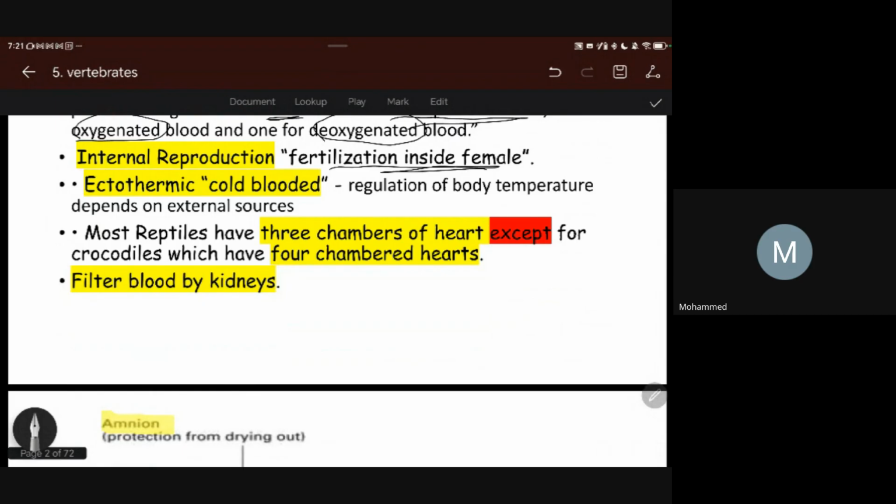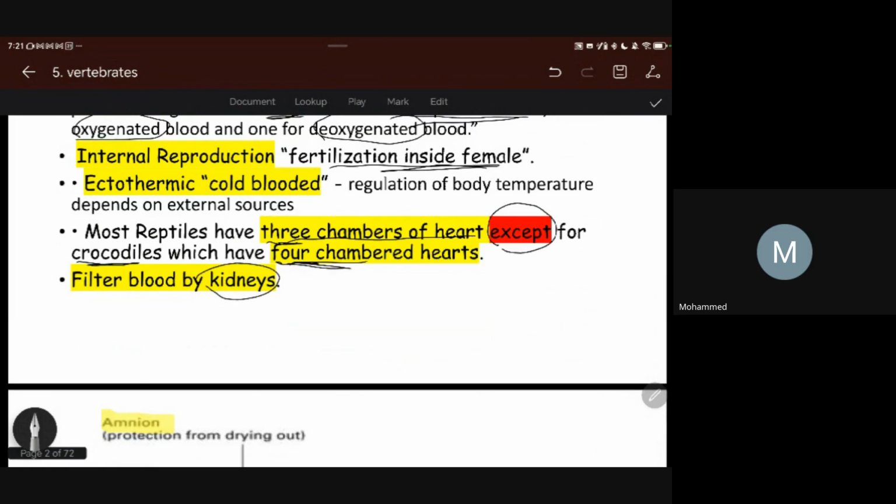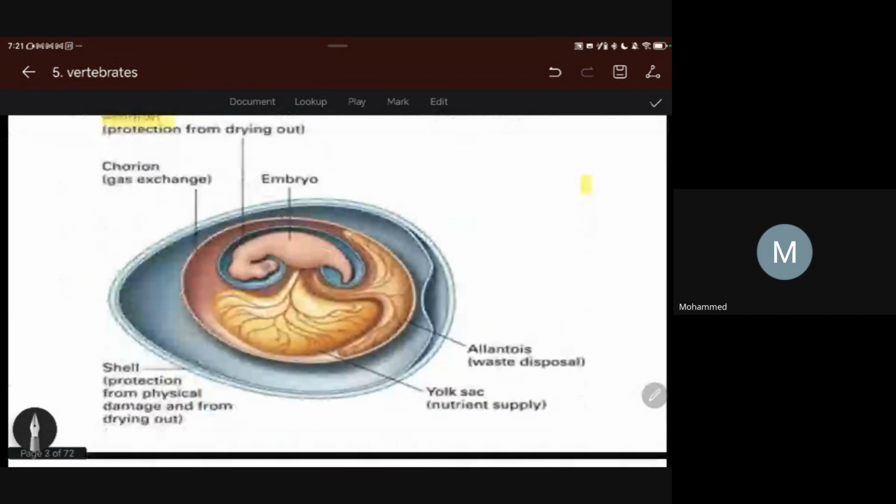Most reptiles have 3 chambers of heart, except for what? Except for crocodiles, which have 4 chambers of heart. What are the heart chambers? We're going to talk about them in detail later, but for now, just know that reptiles have 3 chambers and crocodiles have 4 chambers. And they use kidneys to filter their blood from waste products. This is the amnion.